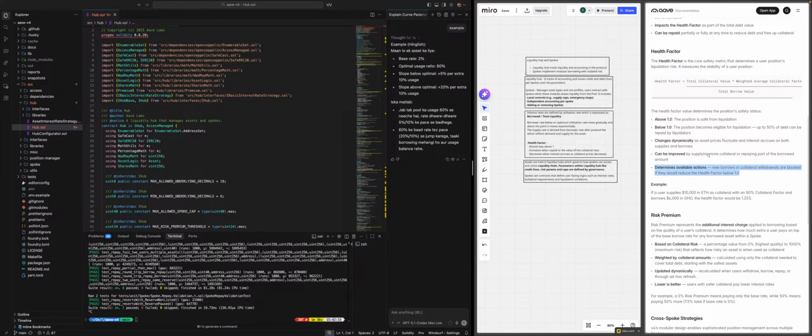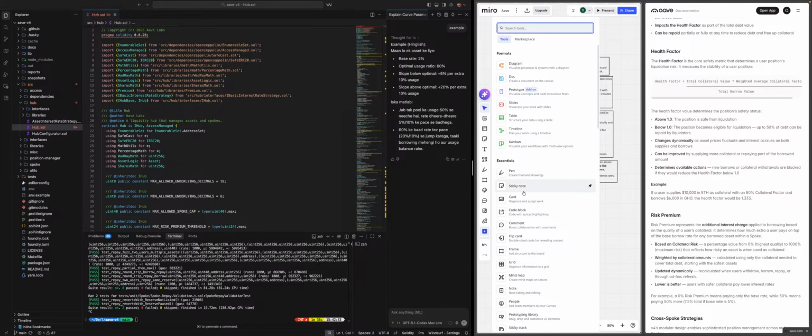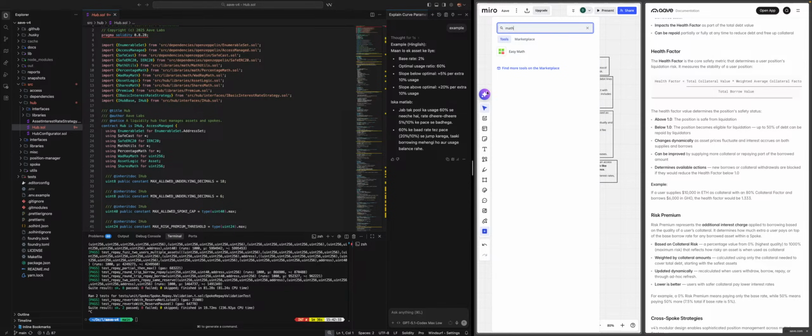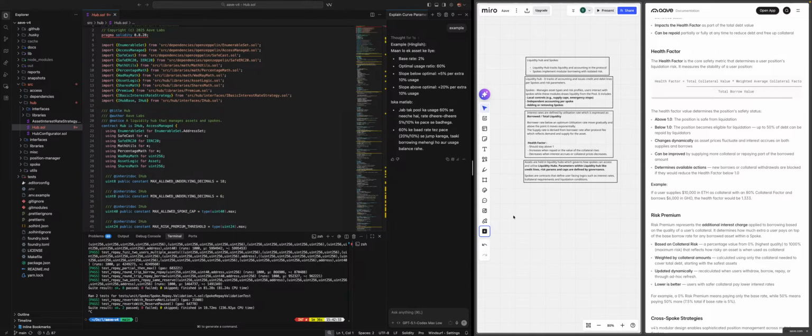Okay, I understand. I still don't understand what the actual weighted average collateral factor is, but I'll just take a note of that and let's see how it goes. Do we have a math option here? Easy math? No, that's not it. Never mind, I'll just create it.